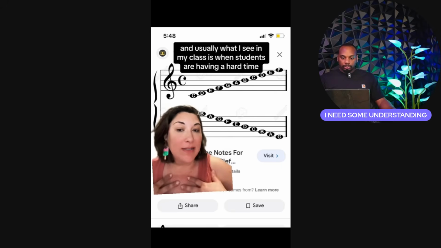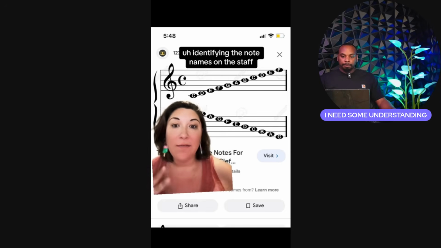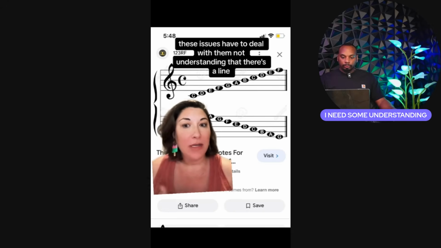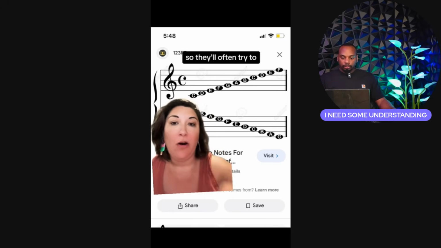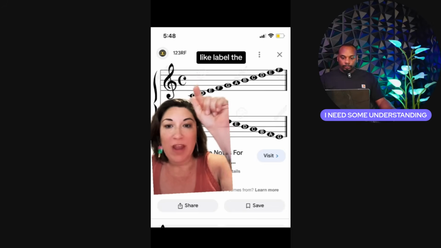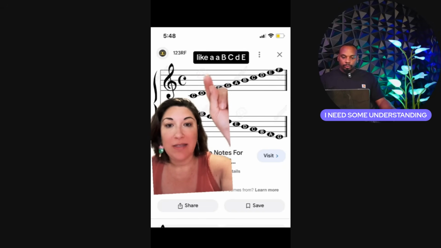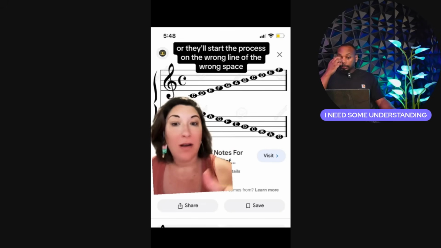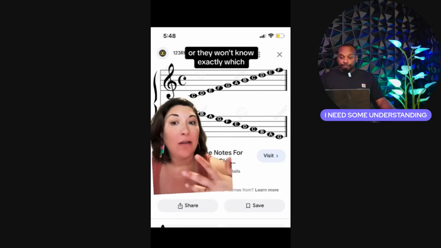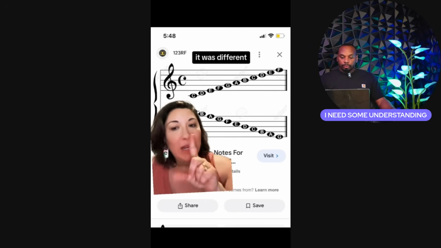And usually what I see in my classes when students are having a hard time identifying the note names on the staff, most of the time these issues have to do with them not understanding that there's a line space alternating order. So they'll often try to label all the lines in alphabetical order. So they'll do like A, B, C, D, E, etc. Or they'll start the process on the wrong line or the wrong space, or they won't know exactly which space is A. But this past year, it was different.